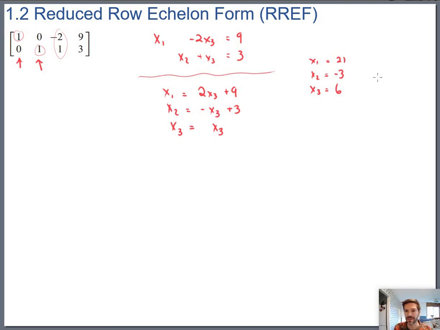So there's one solution. I could pick another solution by saying, what if x3 is 0, just to make it easy on me. Then x2 would be 3, and x1 would be 9. There's another solution. Okay, so this is one of the infinitely many solutions cases.